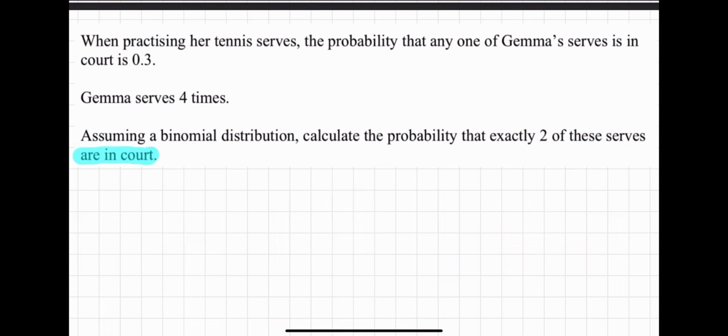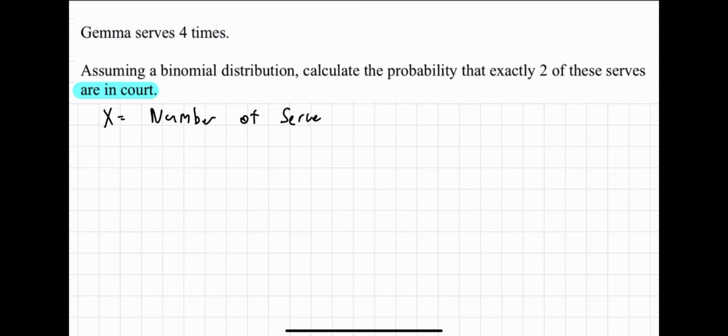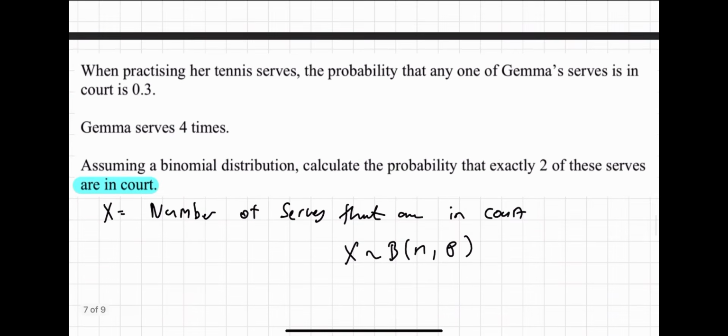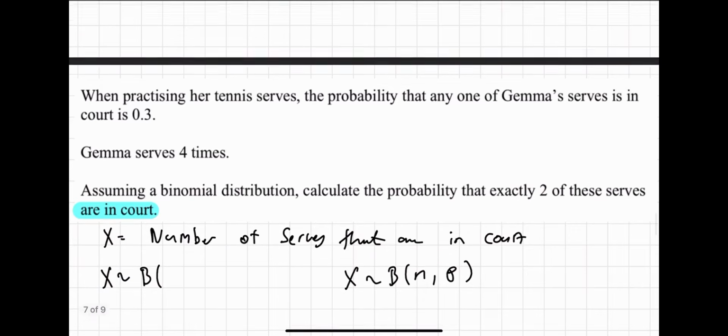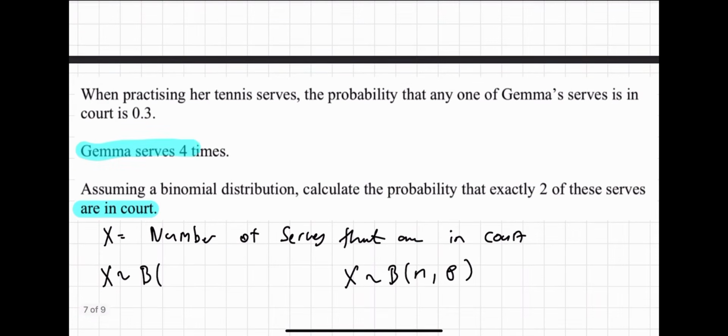So, this seems like the thing we're going to model. So I'm going to write x equals number of serves that are in court. And then remember, you write it as x is B with number of trials and probability of success. So x is binomially distributed. How many trials are there? Gemma serves 4 times. So that's 4 trials.